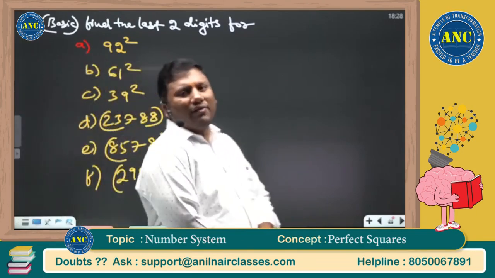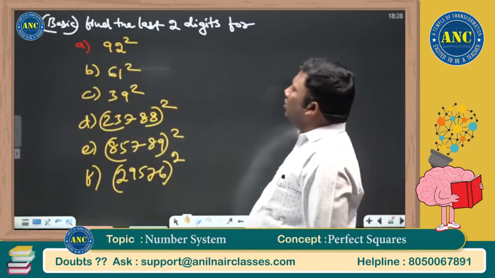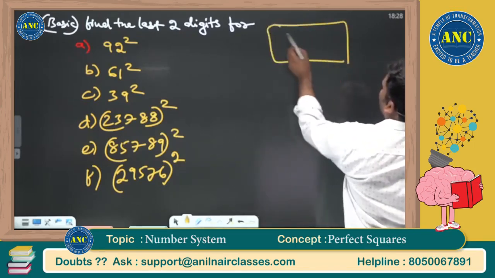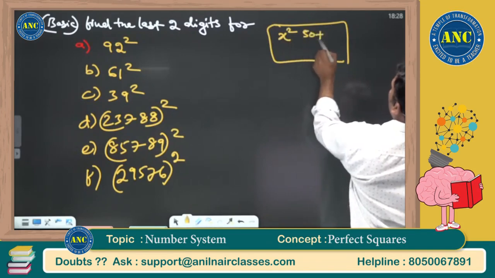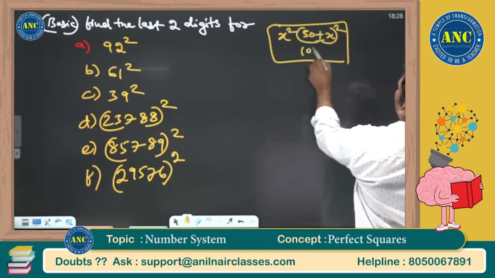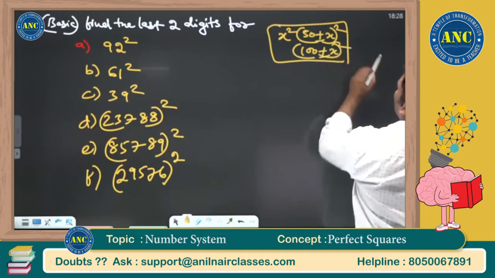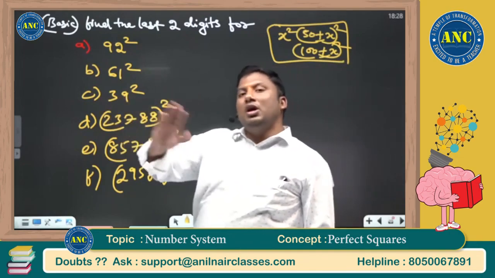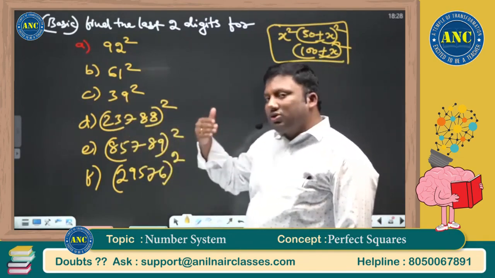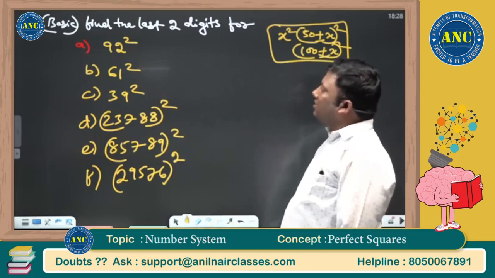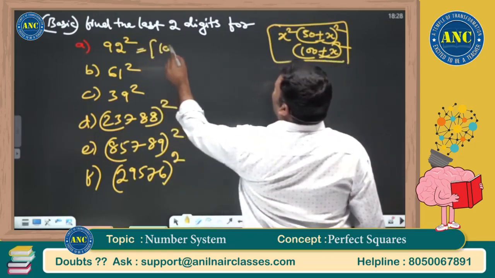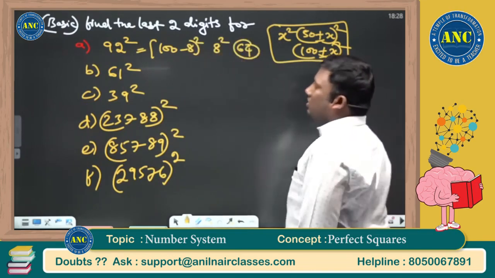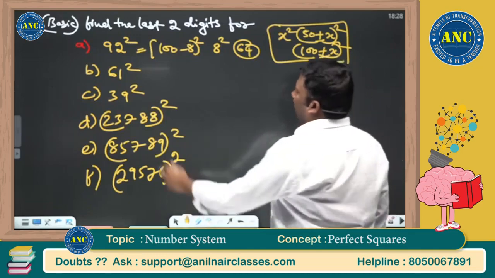Students who love solving mathematics based on numerical values, all these questions are easy. What is the concept? The concept is very simple. X square, 50 plus or minus x whole square, 100 plus or minus x whole square, the last 2 digits are the same. If the number is closer to 50, check how much it is more, how much it is less. If a number is closer to 100, check how much it is more, how much it is less. These are nothing but 100 minus 8 square, which is 64. First one answer is 64.